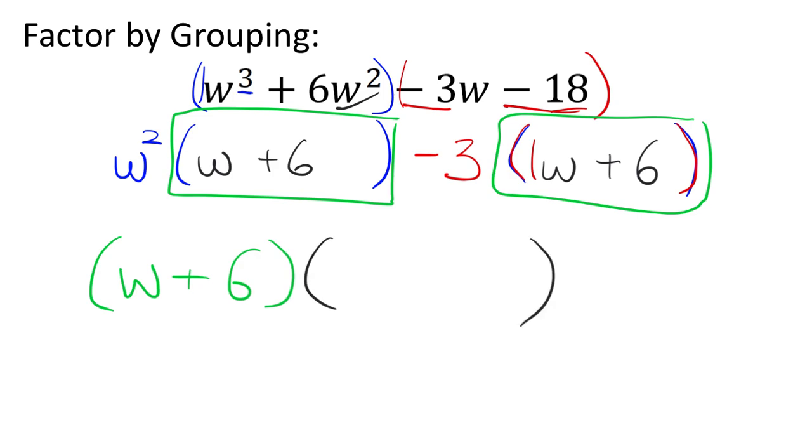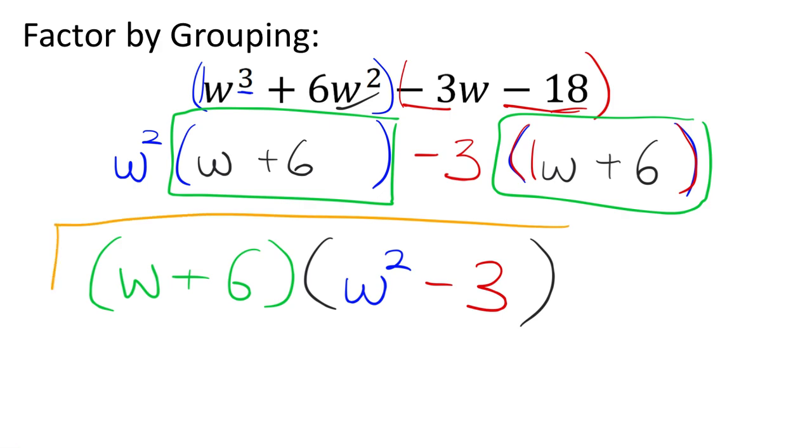Whatever's left over will be in this second set of parentheses. So the first term, we have that w squared. From the second term, we have a minus 3. If by chance the 3 were a perfect square, I would be looking at this point to continue my factoring, but since it's not, I'm just going to leave this as is and then call this one good. So this one has been factored out completely by grouping.